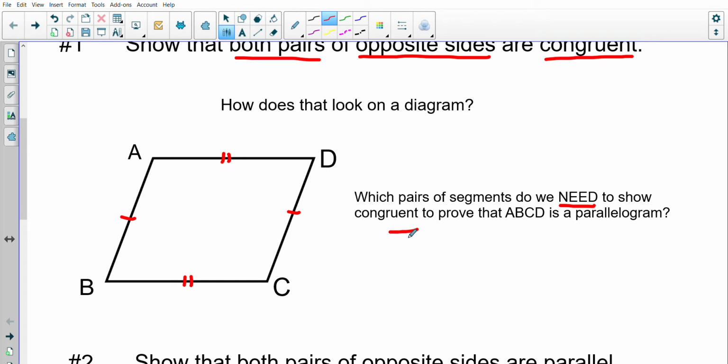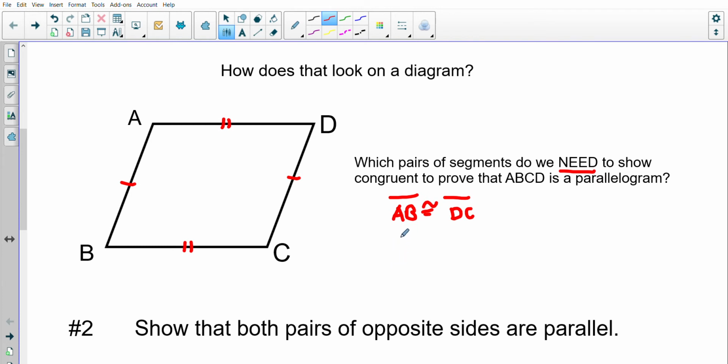We need to show that segment AB is congruent to segment DC. And the other thing that we need to show is that segment AD is congruent to segment BC. So pretty straightforward, right? If we can show those 2 things, we can conclude that this figure is a parallelogram.